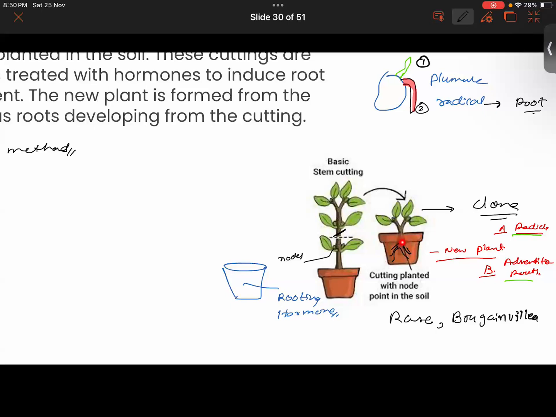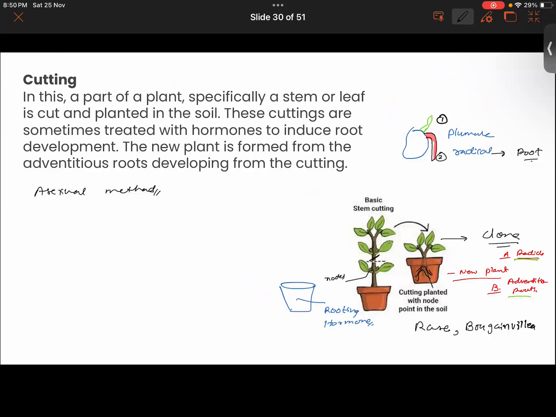But for the clone plant here, the new plant, it actually develops adventitious roots. Okay, so this is all about cutting. Has anyone any doubt in it? Please do let me know.